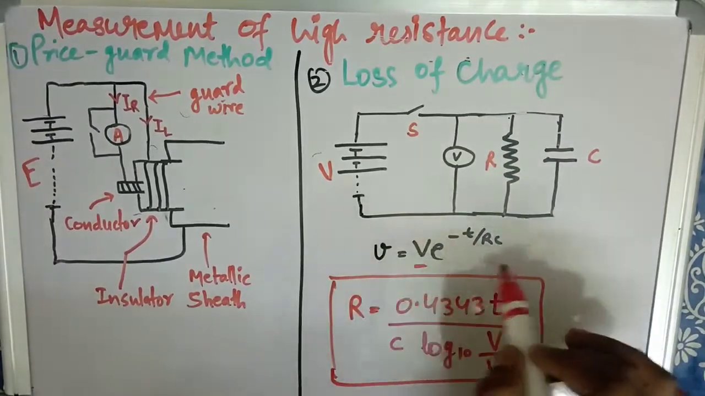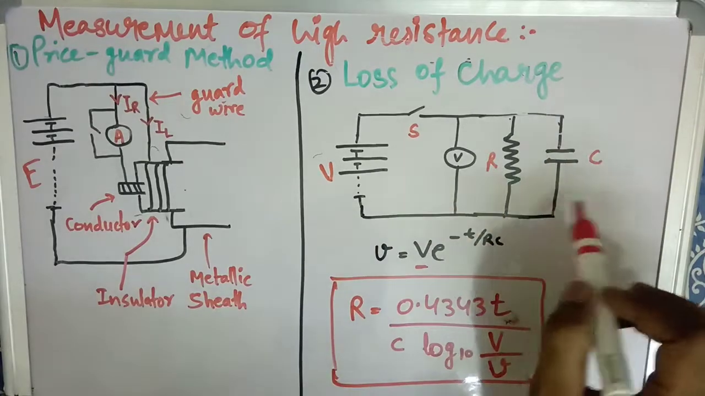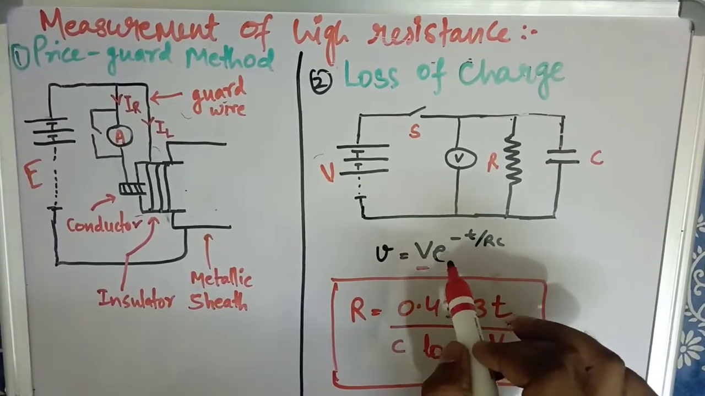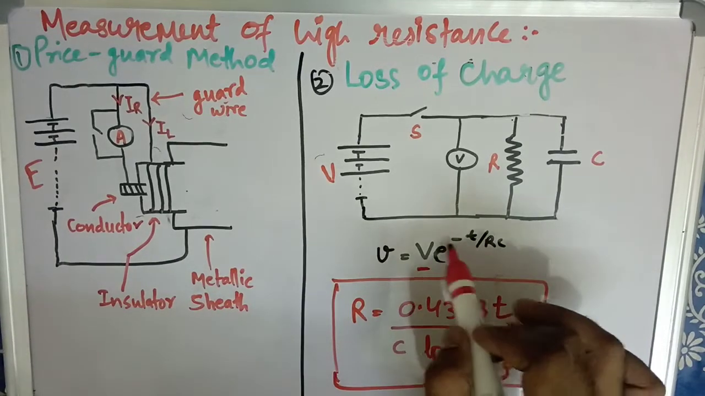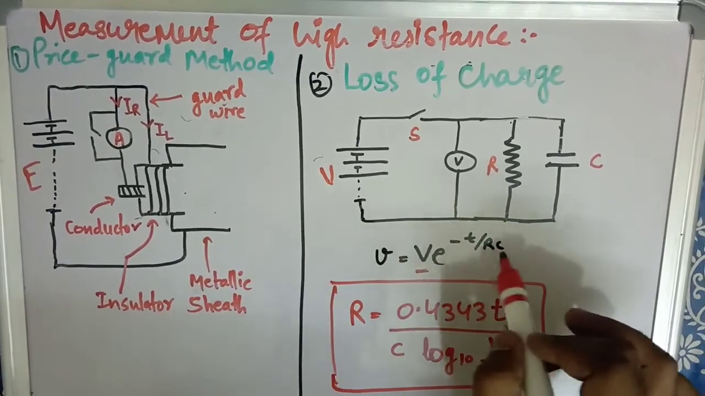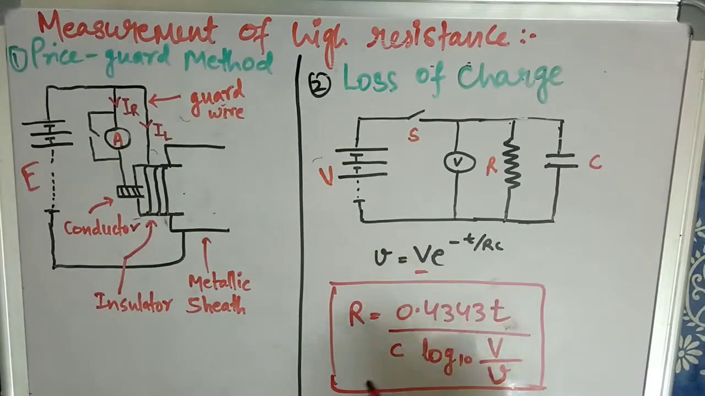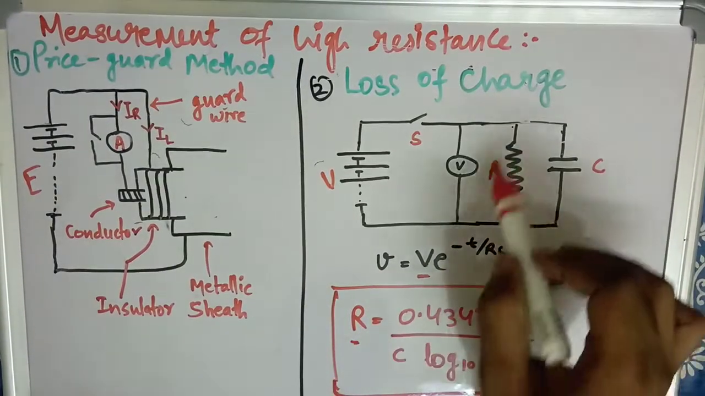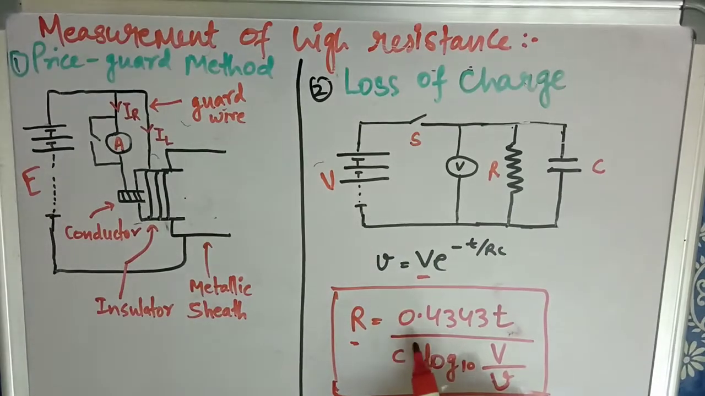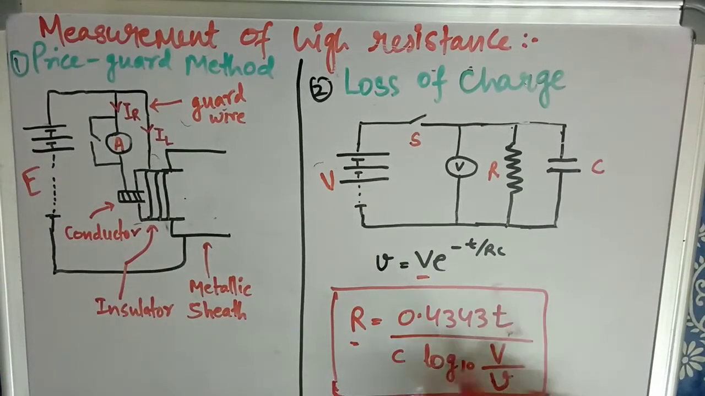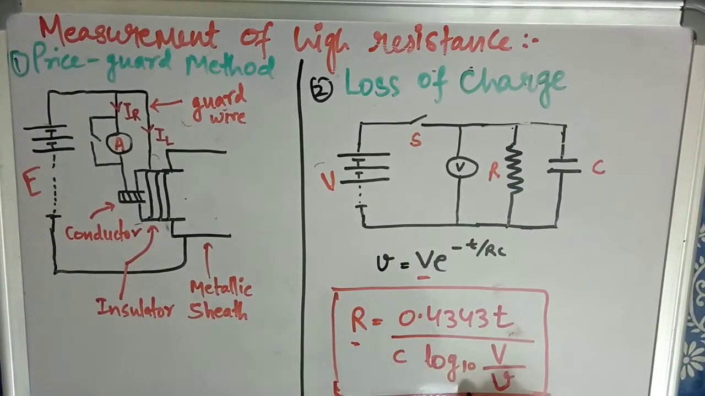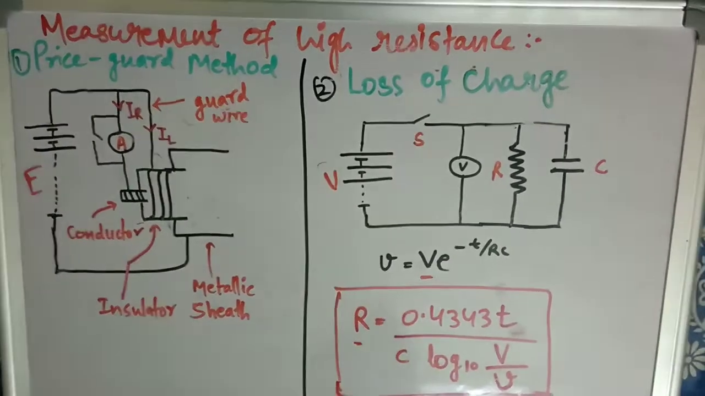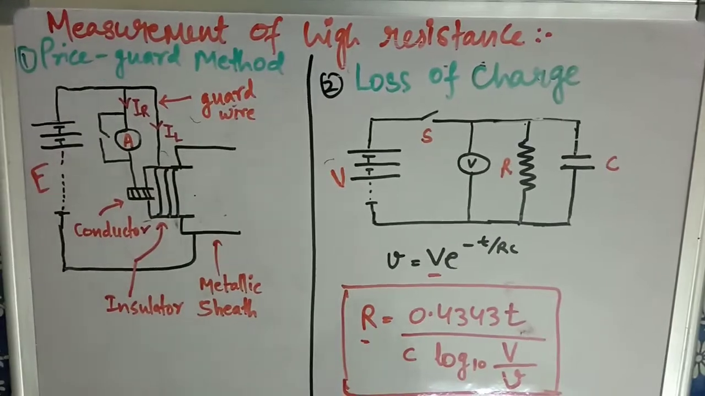The equation for the instantaneous voltage across the capacitor comes to be v equals capital V e raised to power minus t upon RC. When we solve this equation, we get the value of R which is to be measured, that is 0.4343 t upon C log base 10 V upon small v. So this is the loss of charge method.